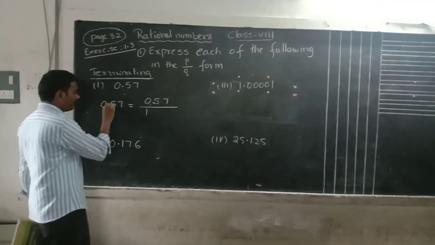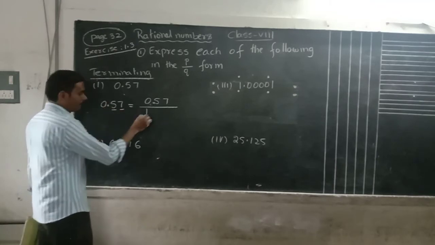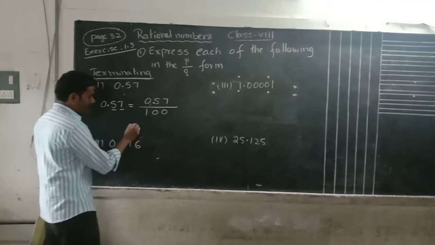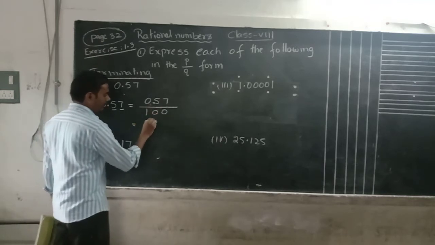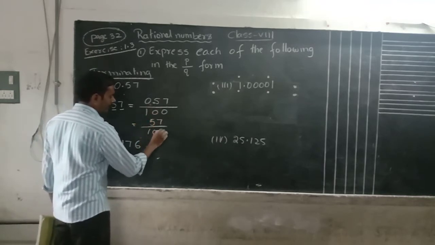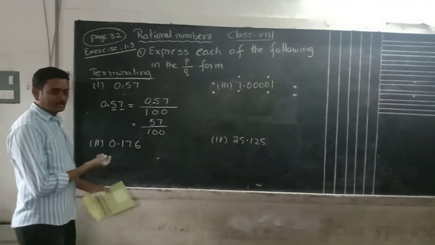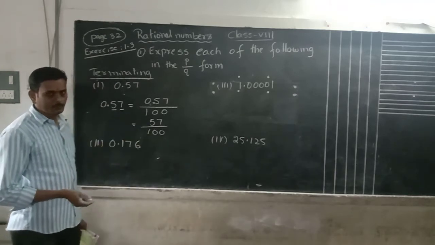After the decimal point, how many digits are there? 1, 2. So you write 2 zeros. That means 0.57 we can write as 57 by 100. Is any cancellation possible? No cancellation, so this is already the p by q form.